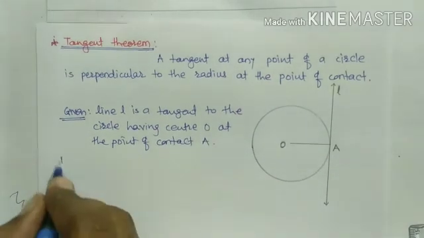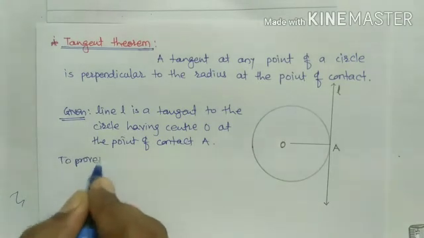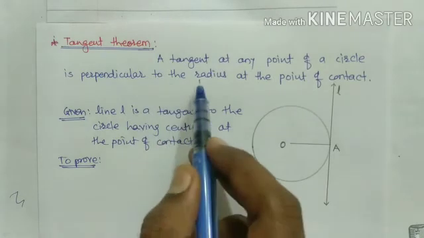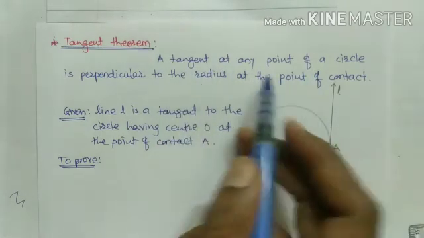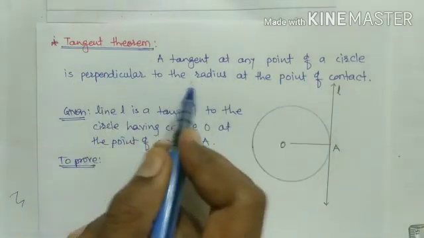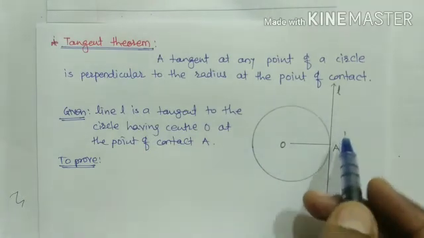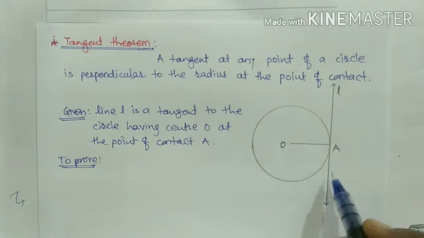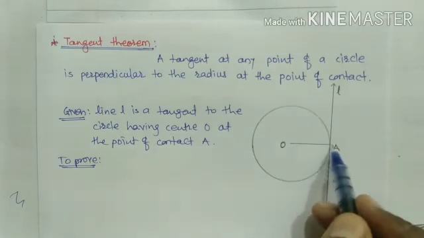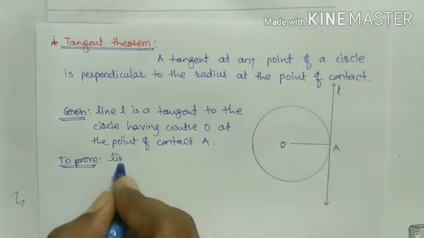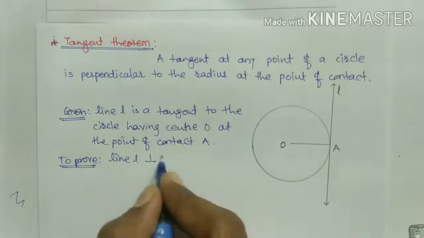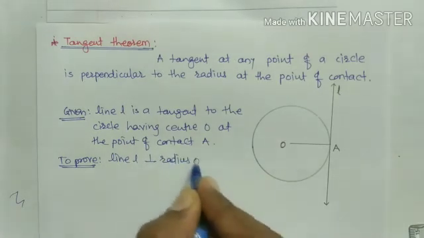What to prove, see here: we have to prove that this is perpendicular to the radius. A tangent at any point of a circle is perpendicular to the radius at the point of contact. It means that here we have to prove this line L is perpendicular to this radius at the point of contact, that is, line L is perpendicular to the radius or segment OA.